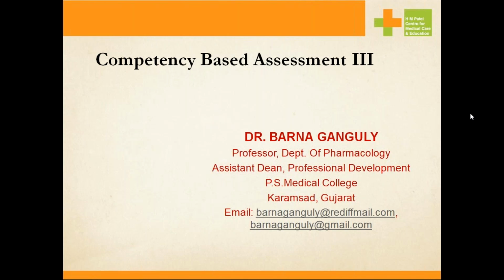Hello, good evening, everybody, those who are attending. This is the third and the last part of discussion on competency-based assessment. Since the last two sessions, we started with assessment which is related to competency-based assessment, and today we are taking up certain other issues related to competency-based assessment.